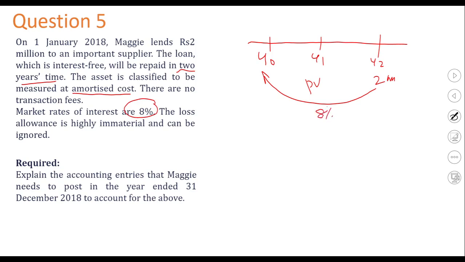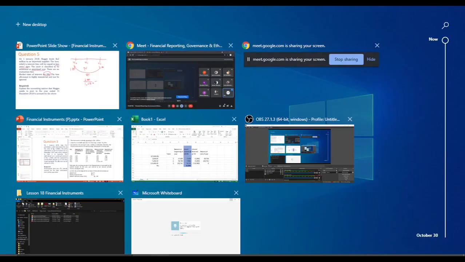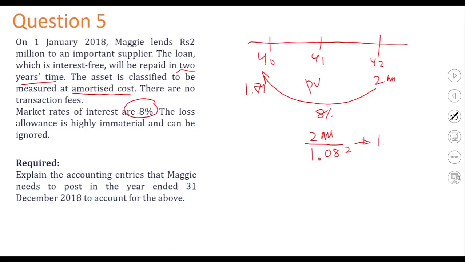When I'm discounting this by 8%, what figure am I getting? 2 million discounted using the rate of 8%, what answer am I getting? 1.71. That is the present value. How did we get this present value? 2 million divided by 1.08 to the power of 2. So you are getting 1.71. So that is the present value, right?